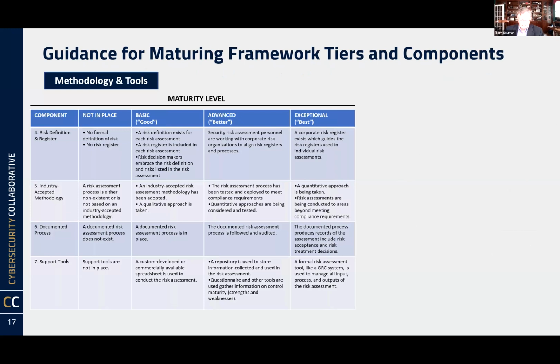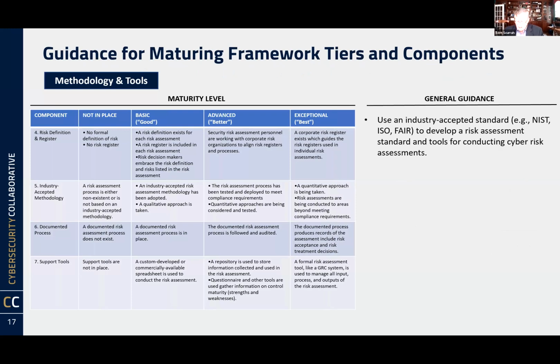The next is methodology and tools, risk definition and register: an industry accepted methodology, documented process, and support tools. General guidance is to use an industry accepted standard, as we mentioned before. Quantitative risk assessments like FAIR are very effective, but can be difficult to administer without outside expertise. There's a lot of outside support and guidance you can get on this, so you shouldn't be afraid to do that. You may not want to start with a FAIR assessment of the entire enterprise. You may want to start with a qualitative one and move toward that.